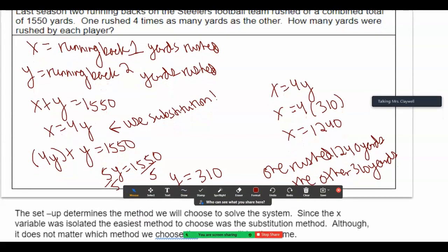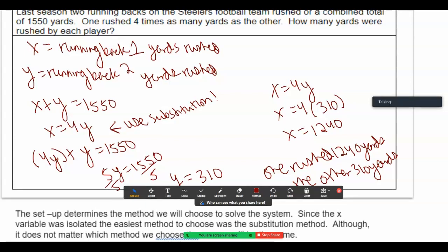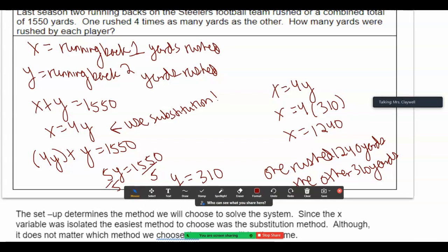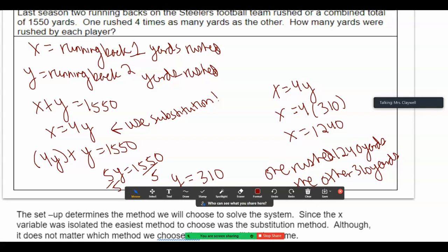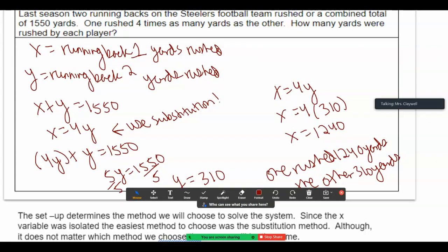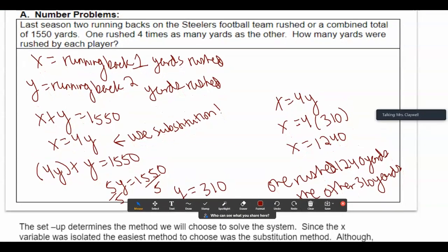So we can read what's on the bottom. The setup method determines which solution to follow. Since the X variable is already isolated, it's the easiest to choose substitution. It does not matter which method you want to use, though.